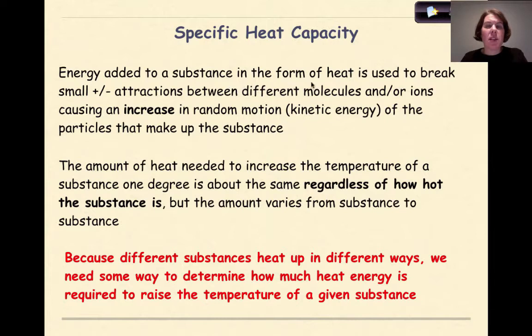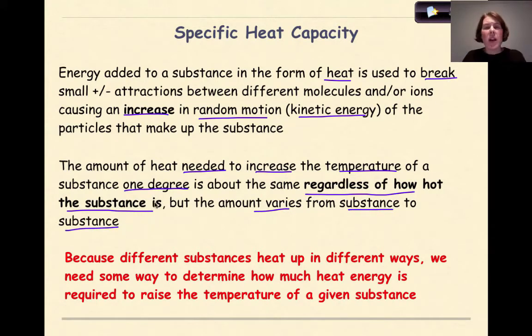Energy added to a substance in the form of heat is used to break small positive-negative attractions between different molecules and/or ions, causing an increase in random motion. In other words, an increase in kinetic energy of the particles that make up that substance. The amount of heat needed to increase the temperature of a substance 1 degree is about the same regardless of how hot the substance is, but the amount varies from substance to substance.